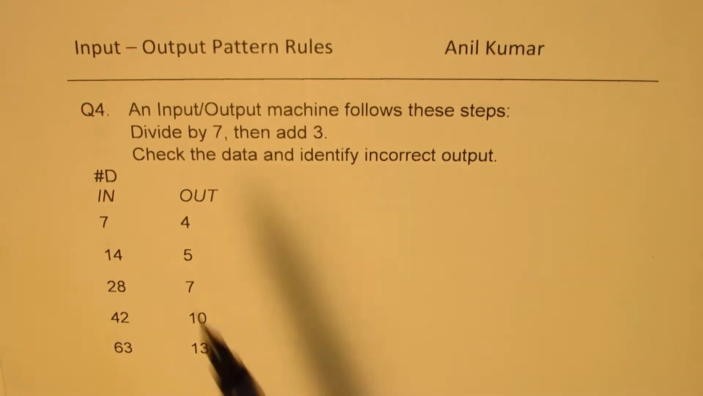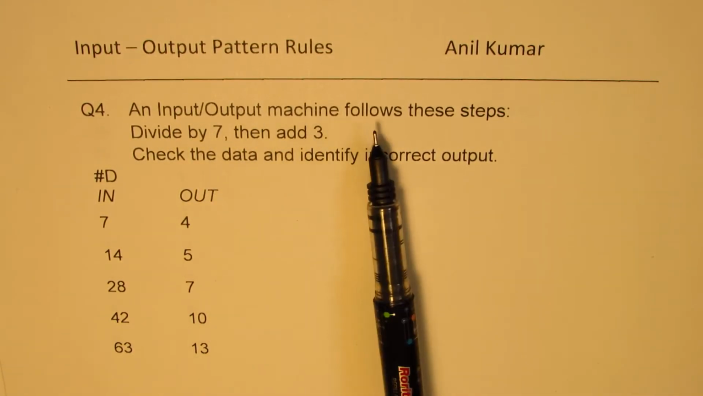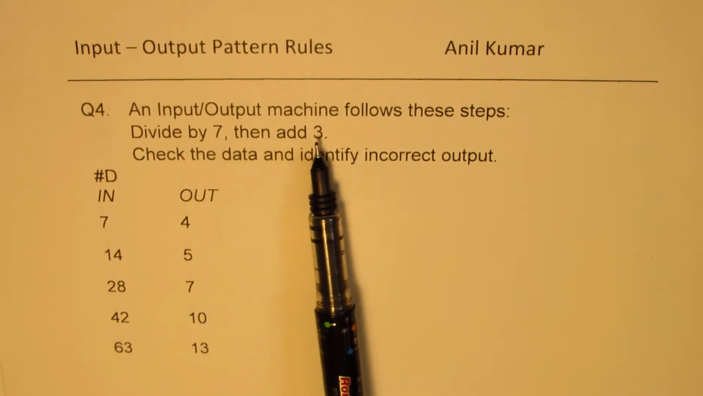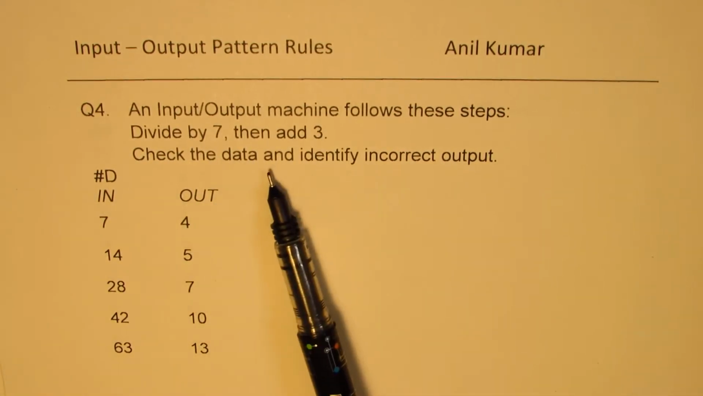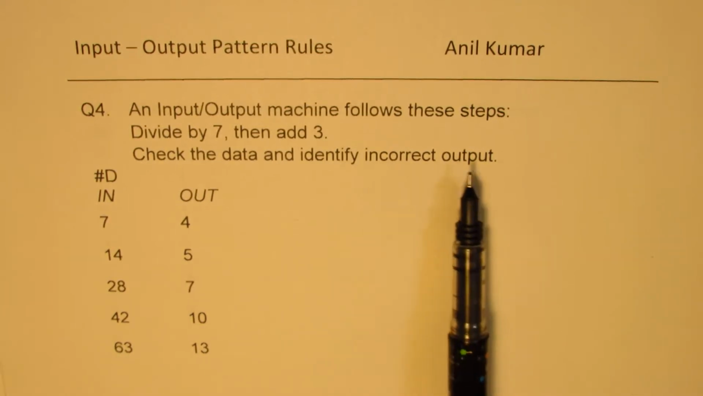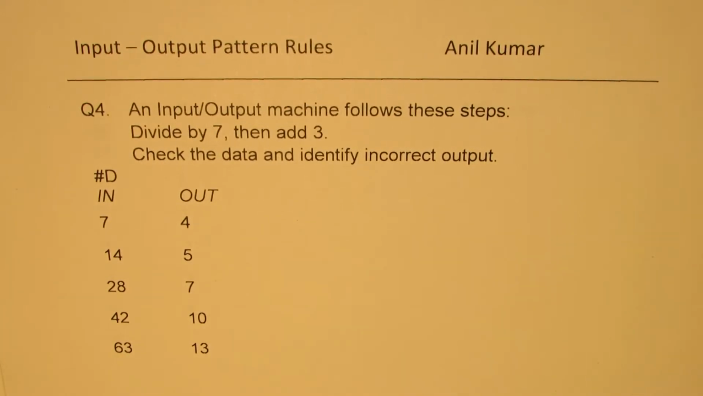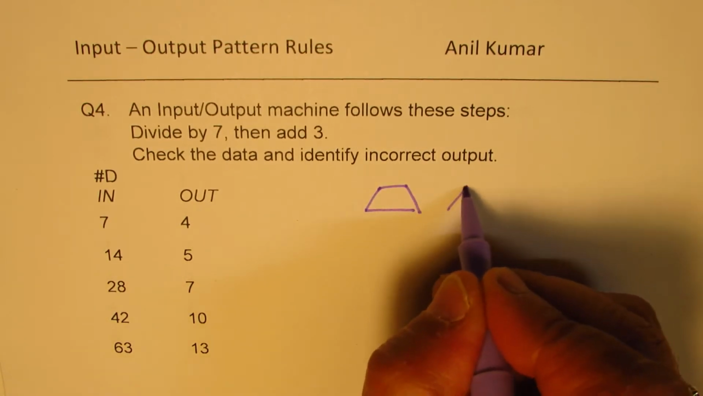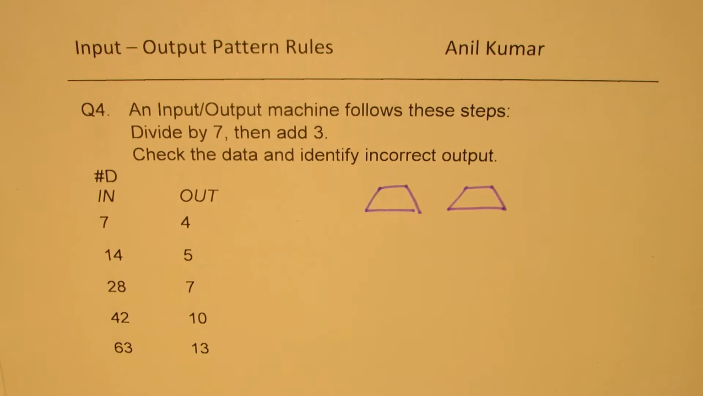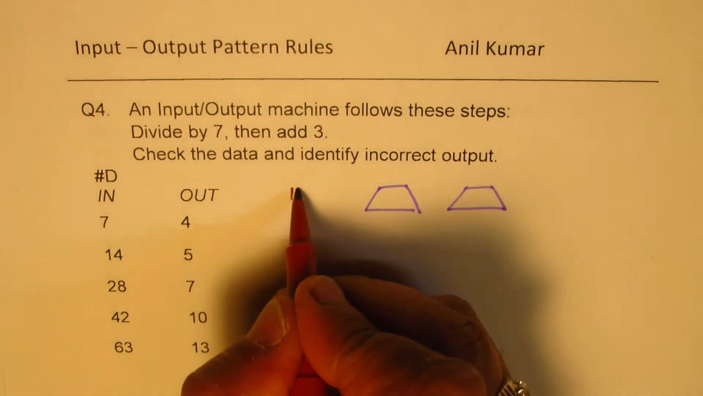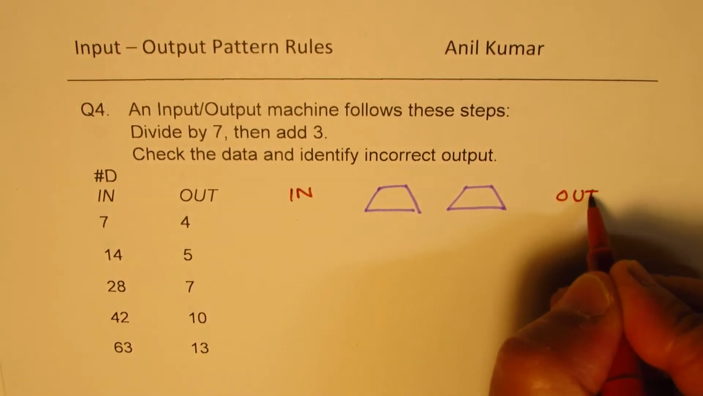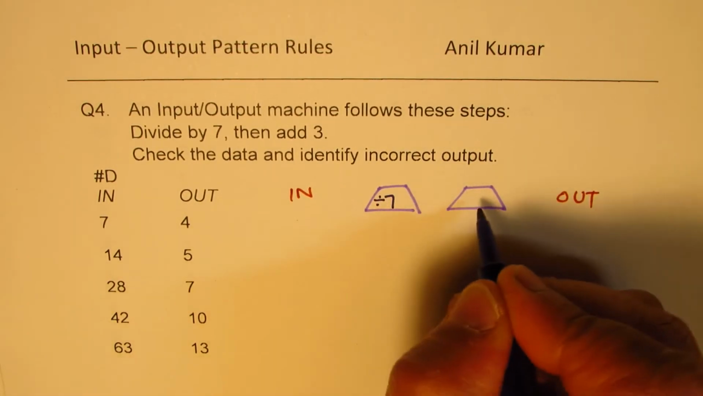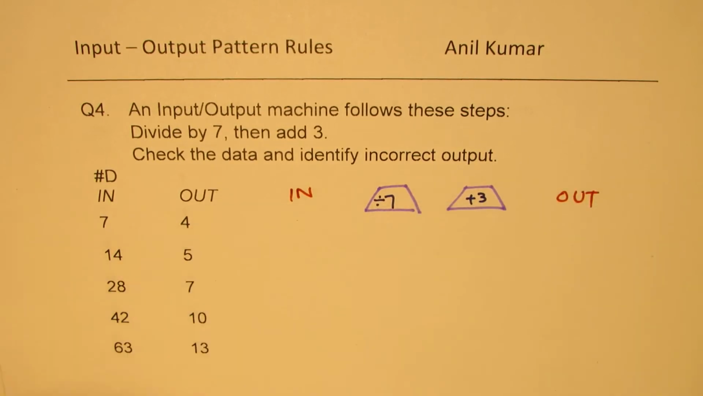Now with this in mind, I would like you to answer question number 4. Question number 4 here is, an input-output machine follows these steps. Divide by 7, then add 3. Check the data and identify incorrect output. So here we have two operations, right? Whatever is the input, to get the output, we are first dividing by 7 and then we add 3 to get the output, right?